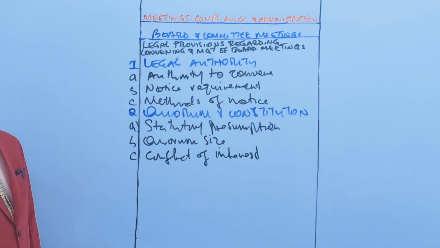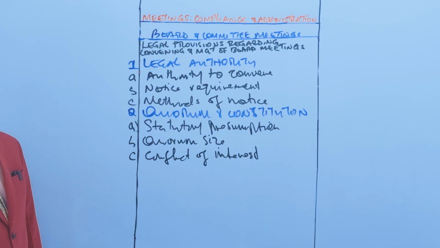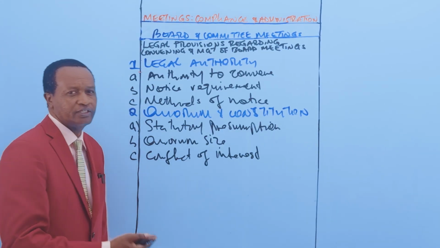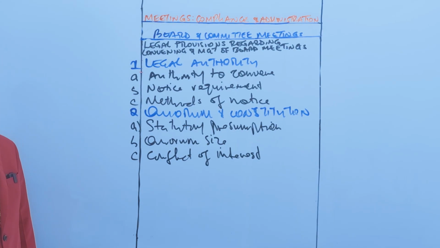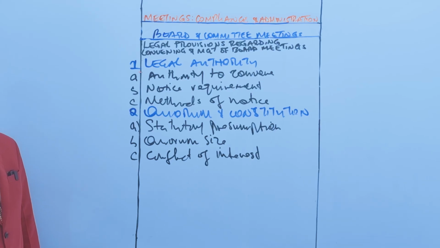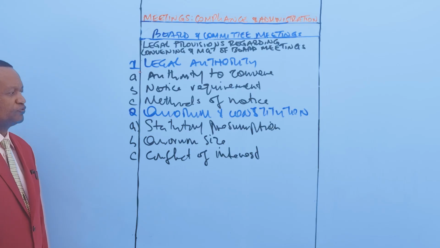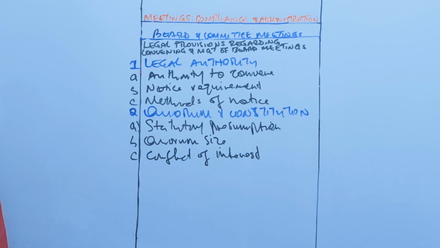A director who has a personal interest in an agenda item cannot be counted toward the quorum for that specific item and must recuse themselves from both the discussion and also the vote. That is a provision on conflict of interest.